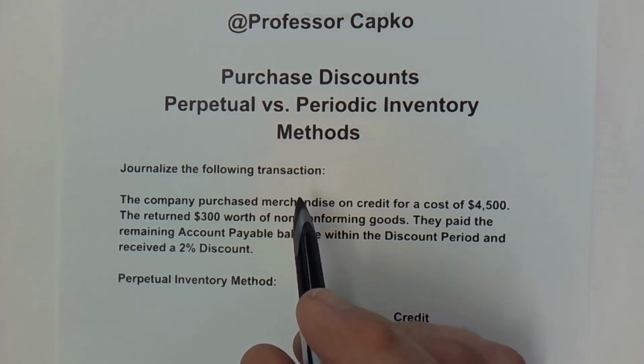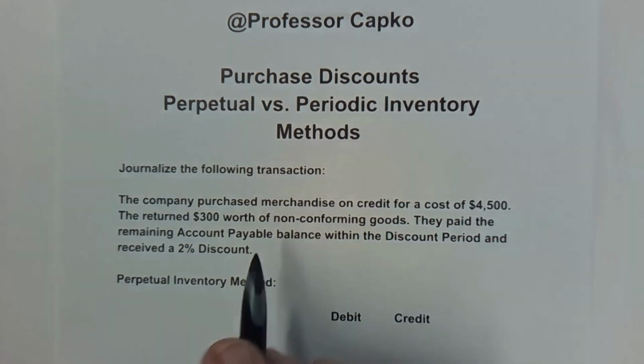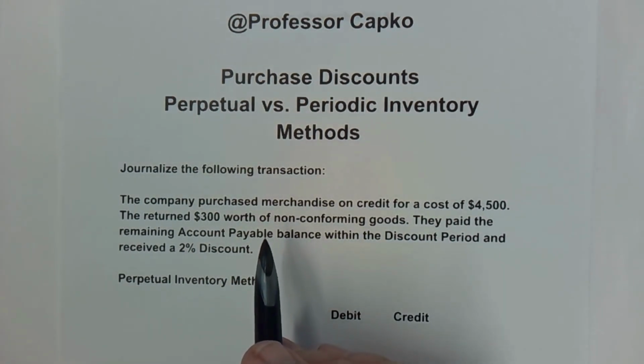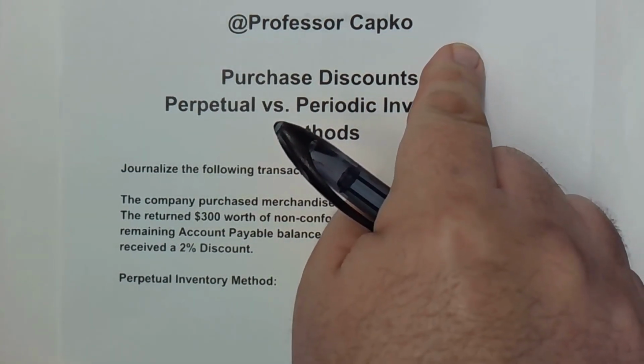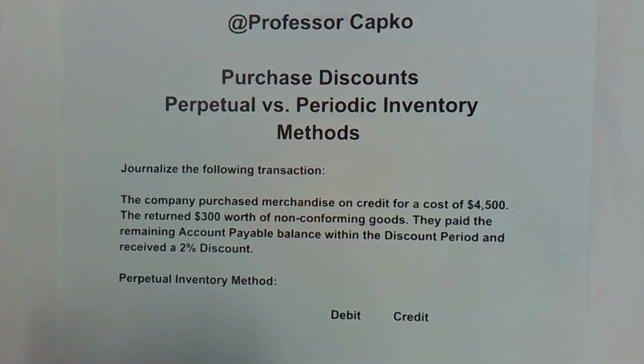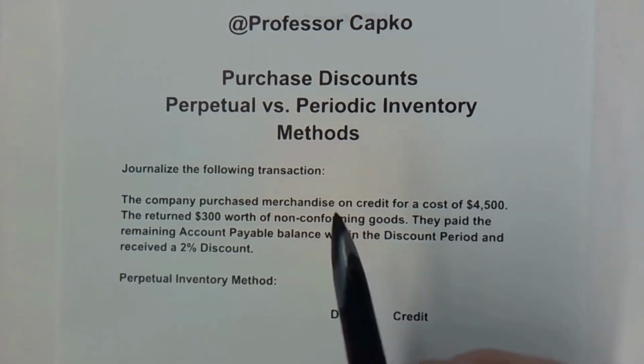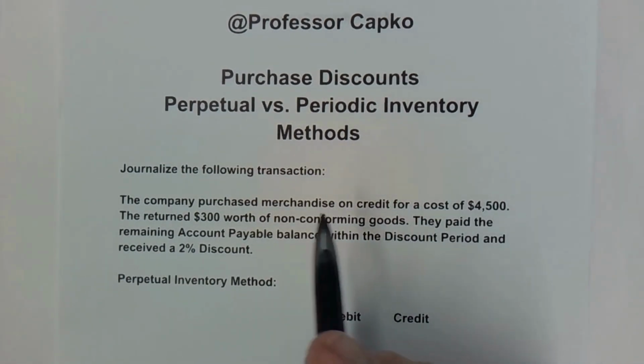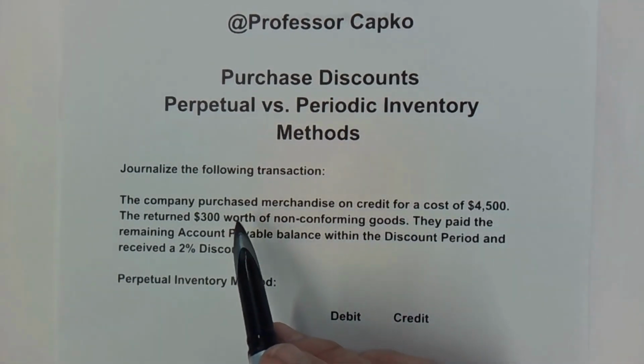Let's talk about purchase discounts. I did a prior video in which I showed the purchase of goods or merchandise that was going to be resold by the company. If you missed that video, I have it linked up here, and following that are a couple other videos dealing with the returning of non-conforming goods and freight costs. But let's go ahead and dive into this one where we're going to journalize the following transaction.